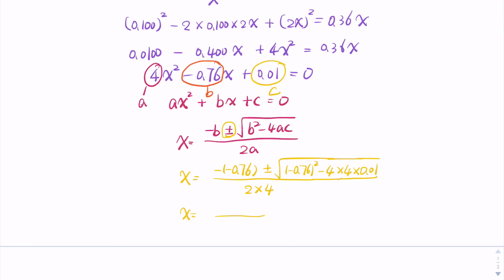Now you solve for this. x equals 0.76 plus or minus the square root of 0.4176, which equals 0.76 plus or minus 0.65, all over 8. Then you have two solutions: x equals 0.176 or x equals 0.014. And then you go, am I going to get two different sets of concentrations at equilibrium? Probably not. Only one will actually make sense in this question, the other will not.